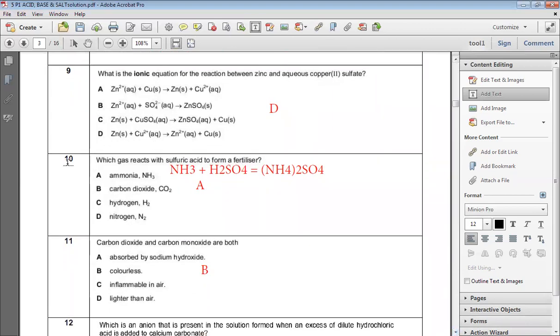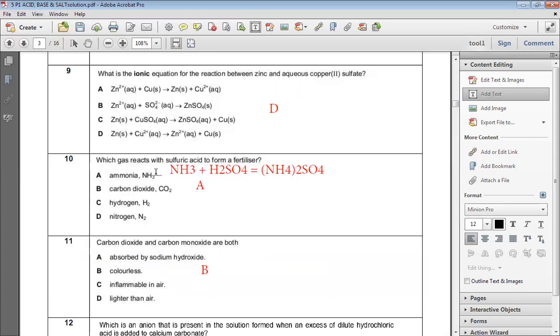Now, question number 10. Which gas reacts with sulfuric acid to form a fertilizer? Carbon dioxide cannot react with sulfuric acid. The reason is carbon dioxide is acidic in nature. An acid cannot combine with another acid. Hydrogen and nitrogen both are neutral gases. They cannot produce any fertilizer, but sulfuric acid is an acid. Aqueous ammonia or ammonia gas are basic in nature. That is why when they react together, they produce a fertilizer, ammonium sulfate.